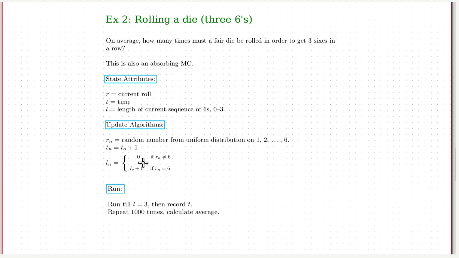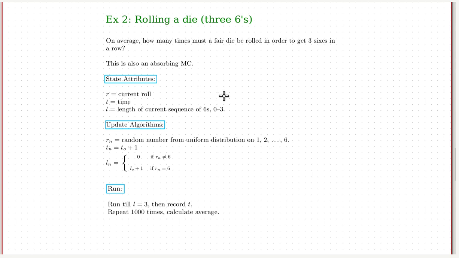So we're back to 0, starting over. On the other hand, Ln will be equal to Lo plus 1, the old value of L plus 1, meaning we've extended our streak by 1, if the value of the current roll, Rn, is actually equal to 6. So this means that we've rolled a 6 on the current roll, and then we increase the value of L by 1. Okay? So that is how we update the state.